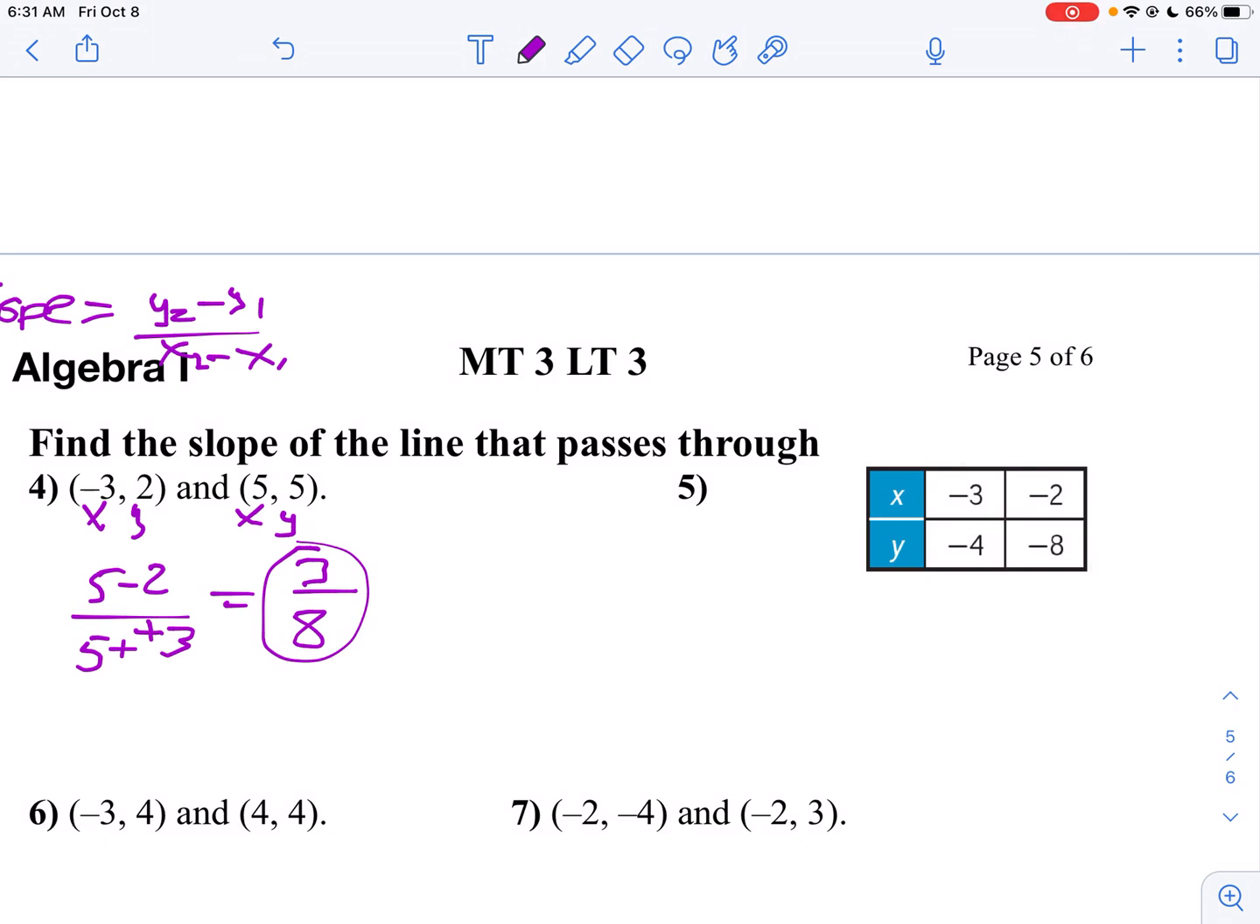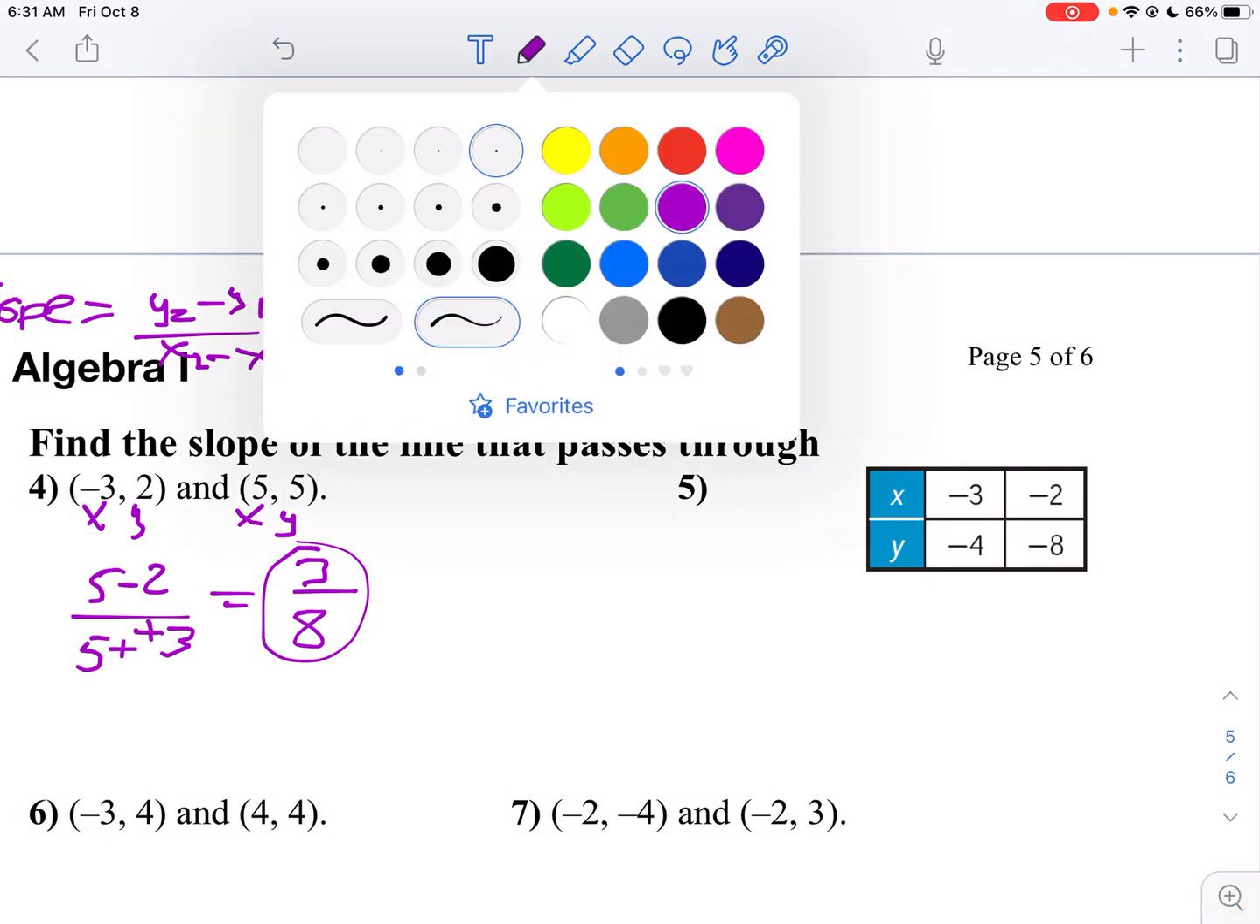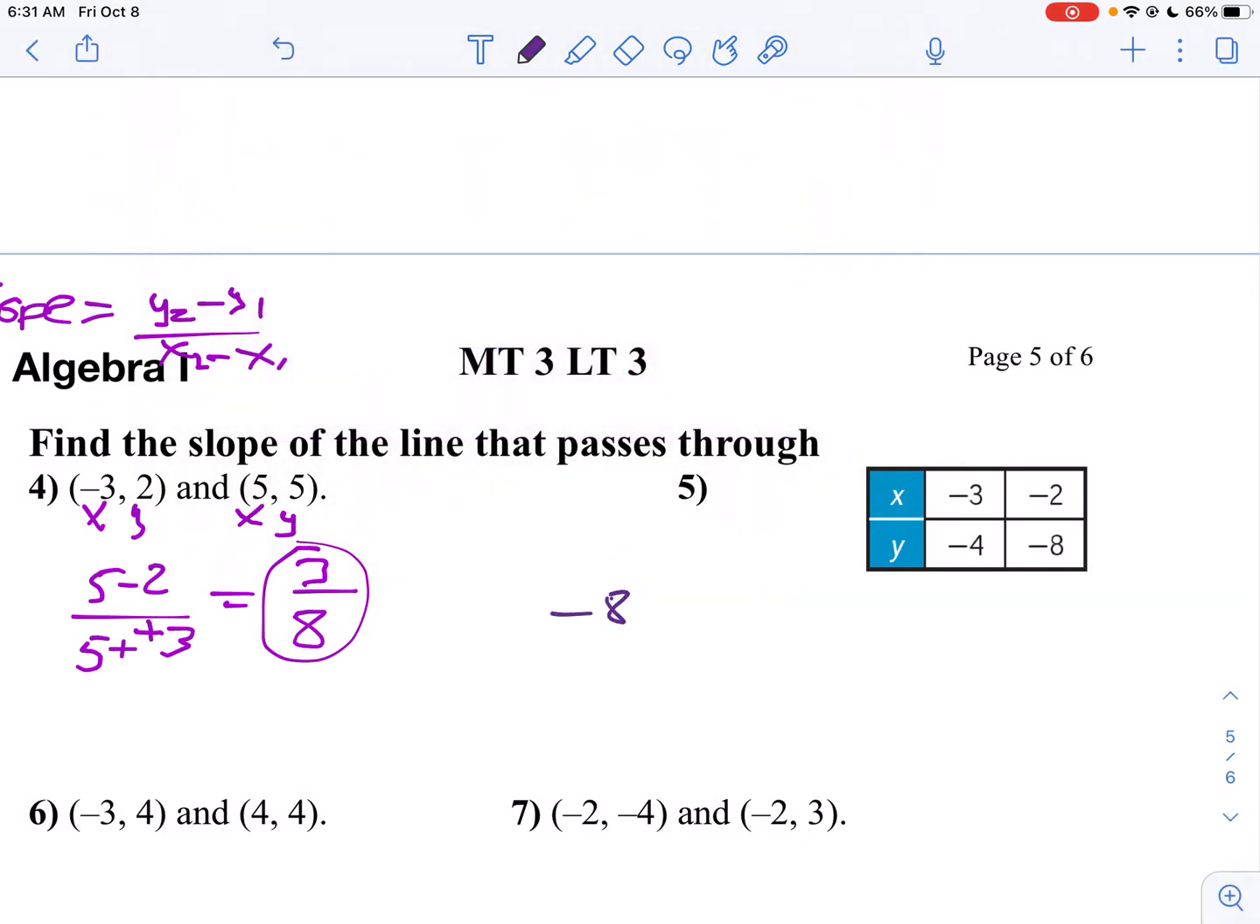On number 5, we have a table, but we still do the same thing. So I'm going to say negative 8 minus a negative 4, subtract my y's, all over negative 2 minus a negative 3. Negative 8 minus a negative 4 is negative 4. Negative 2 minus a negative 3 is positive 1. You can write that as negative 4 over 1, or just write it as negative 4. Don't write it as a decimal. Keep your slope as rise over run. If you have a fraction like we did in number 4, keep it, because that means you go up 3 to the right 8.